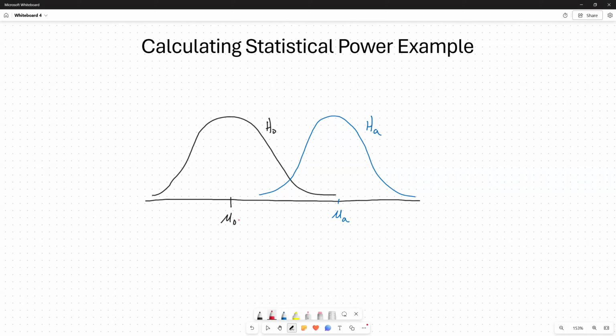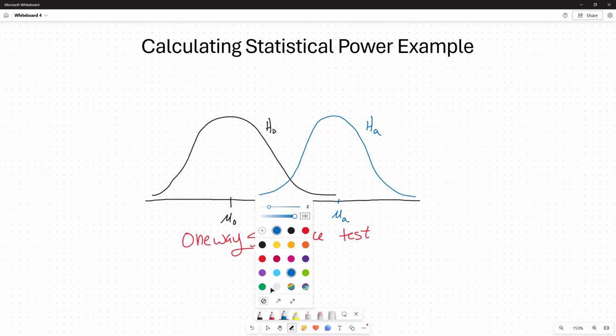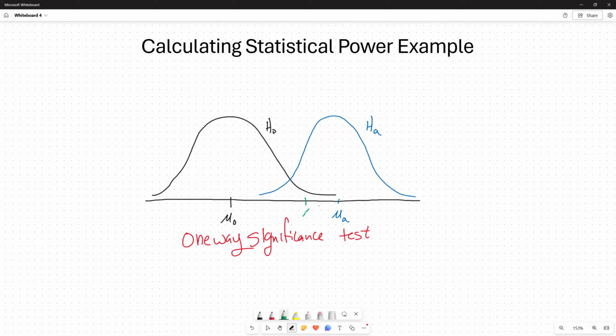So what we're looking at here is the distribution in black that represents the null hypothesis. So if we're considering, in this case, a one-way significance test, right? We're going to be comparing our samples. We're going to get an X bar. Let's just say X bar comes over here, and I'm going to make that green. So X bar is going to be somewhere over here.